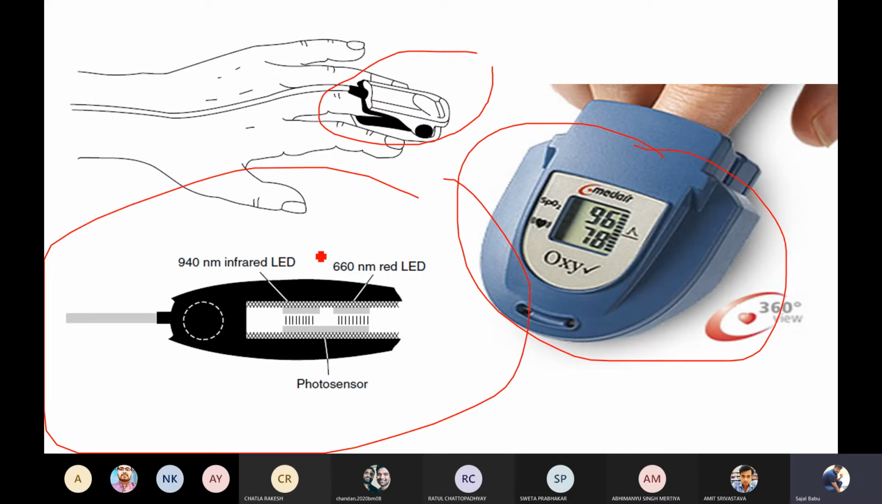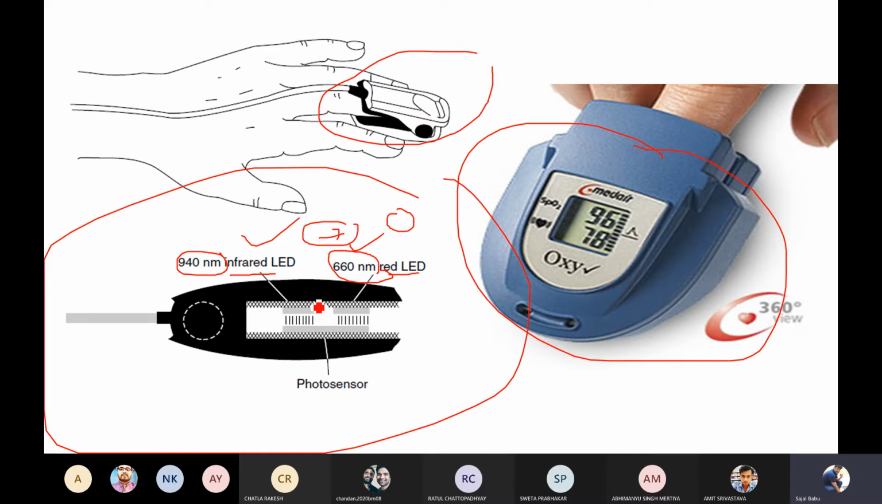As I said, we are going to transmit the light and then receive the light at the other end. The light that we transmit will not be a single light, it will be two different lights. One will have a wavelength of 940 nanometers and one will have a wavelength of 660 nanometers. The light at 940 nanometers is called infrared light, and at 660 nanometers you get a red light. If you look at the wavelength chart, the light at a wavelength of 660 will be red, and the light at a wavelength of 940 will be infrared.